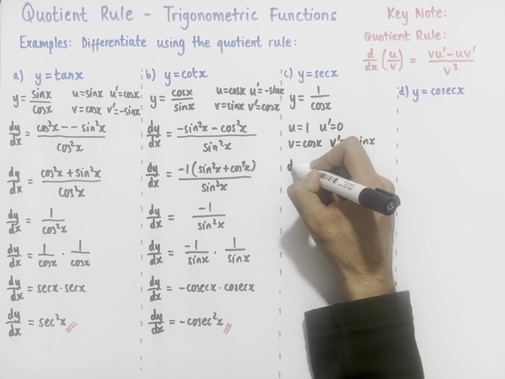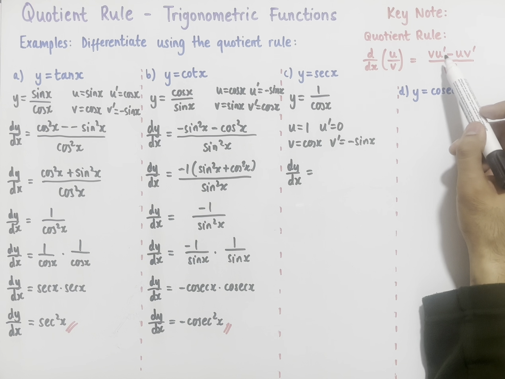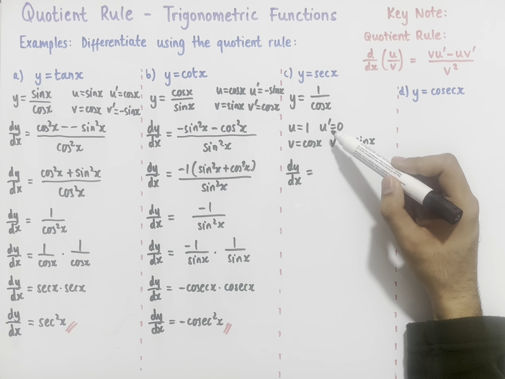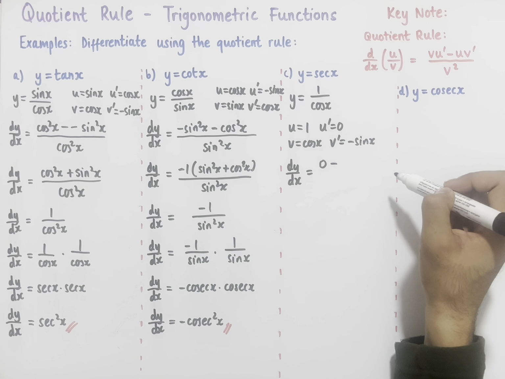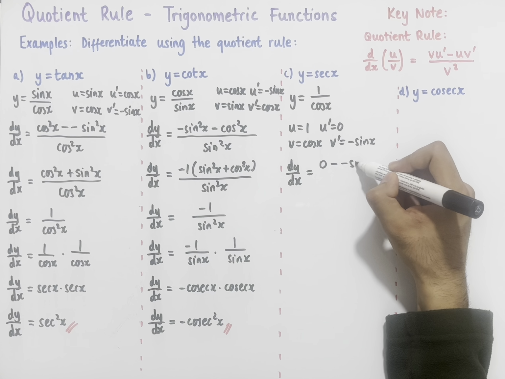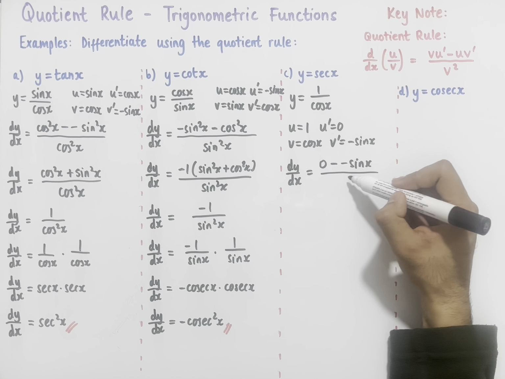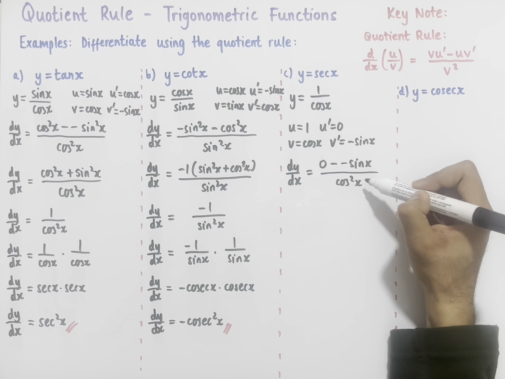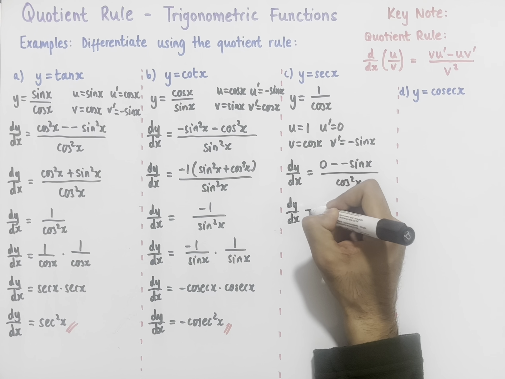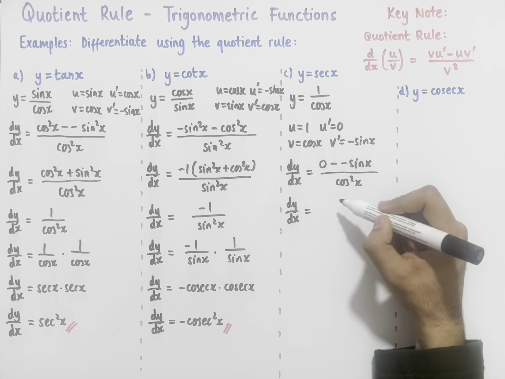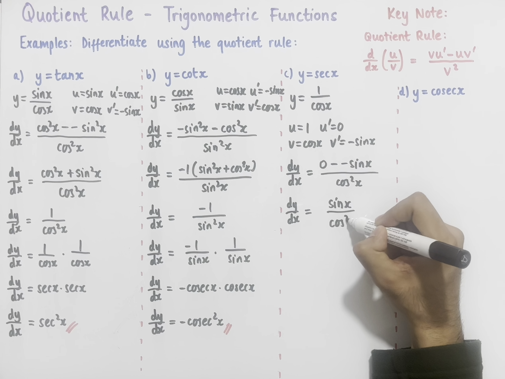We have that dy over dx equals, now using the quotient rule, vu dash, which in this case is cos x times 0, which is 0, minus uv dash, which in this case is minus sine x, over v squared, which in this case is cos x squared, and so that becomes cos squared x. And so if we simplify this, we end up with dy over dx equals 0 minus minus sine x, which is just sine x, and then we have over cos squared x.